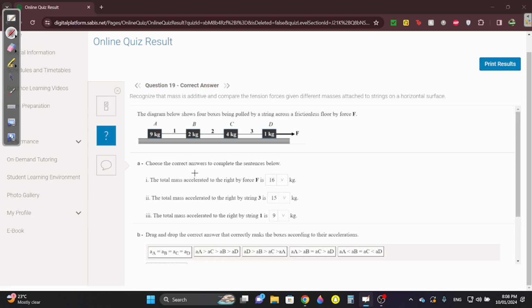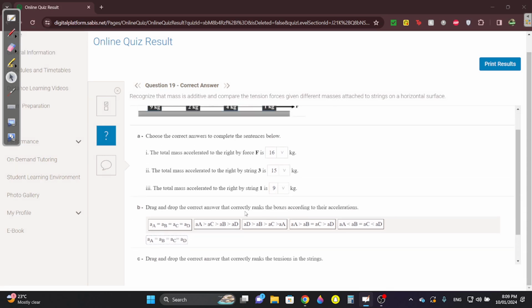The total mass accelerated to the right by the force F is how many kilos? So how many kilos is this force F pulling? Just add these up. How many kilos is string 3 pulling? You just take these now, because you see string 3 is pulling only A, B, C. And then the total mass accelerated to the right by string 1. String 1 is only pulling A, which is 9 kilos. That's it.